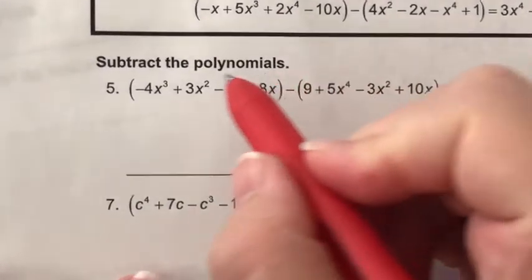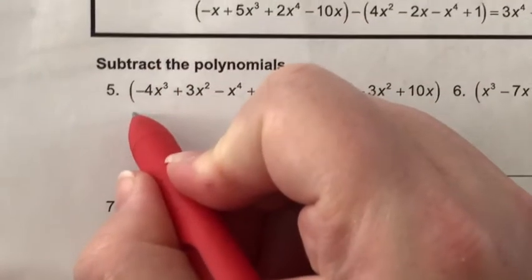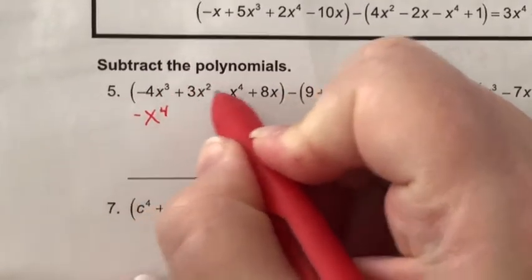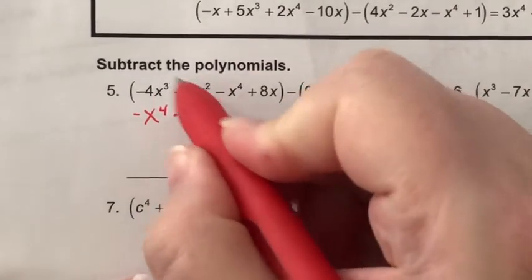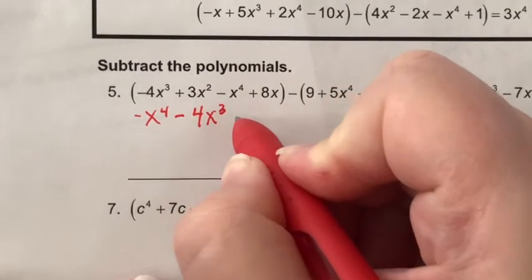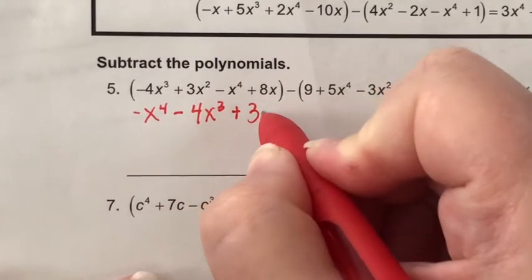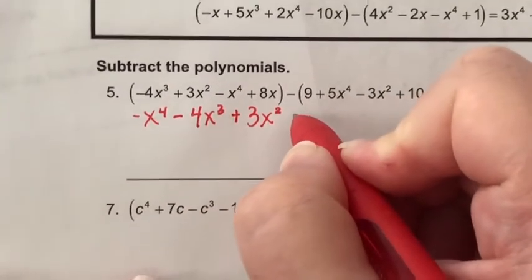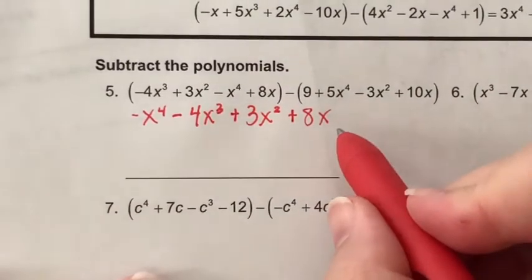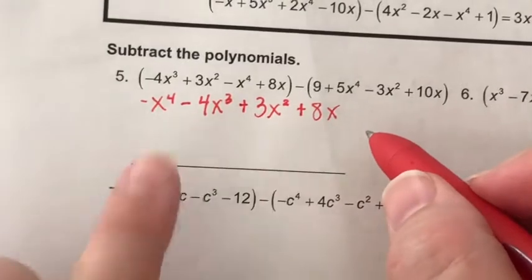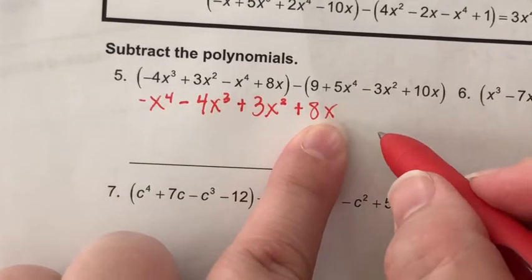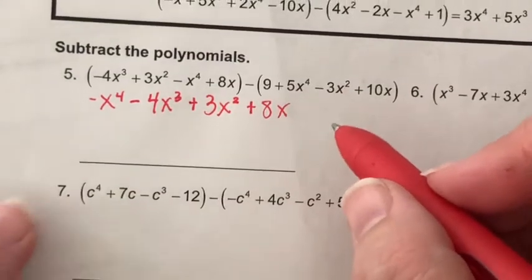So I know that it always starts with the highest power, so negative x to the fourth. Then I know it goes down in power, so I'm going to keep on writing until I might have to miss one. So minus 4x cubed plus 3x squared plus 8x. So I might have a constant there, but I can see the powers went 4, 3, 2, 1, and then I might have a constant there, but not on this particular part.